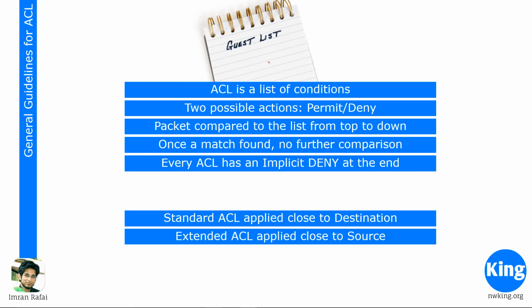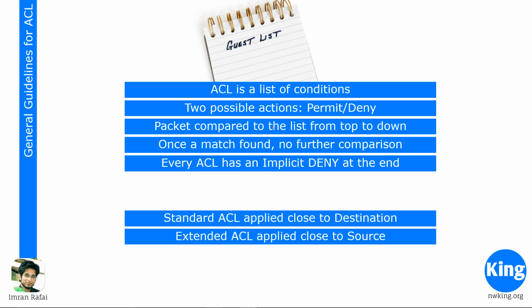Let's have some general guidelines of ACLs. ACL, like I said, is a list of conditions. So it's like the guest list. You write those lists, and once you apply that to either the in interface or the out interface of a router, it is going to look at that list, and if there is a matching condition, it is going to take action, right?